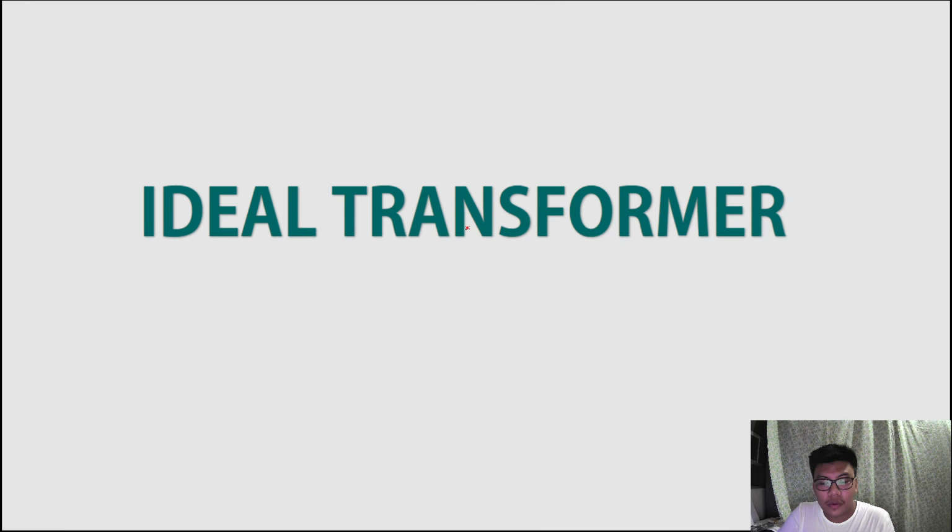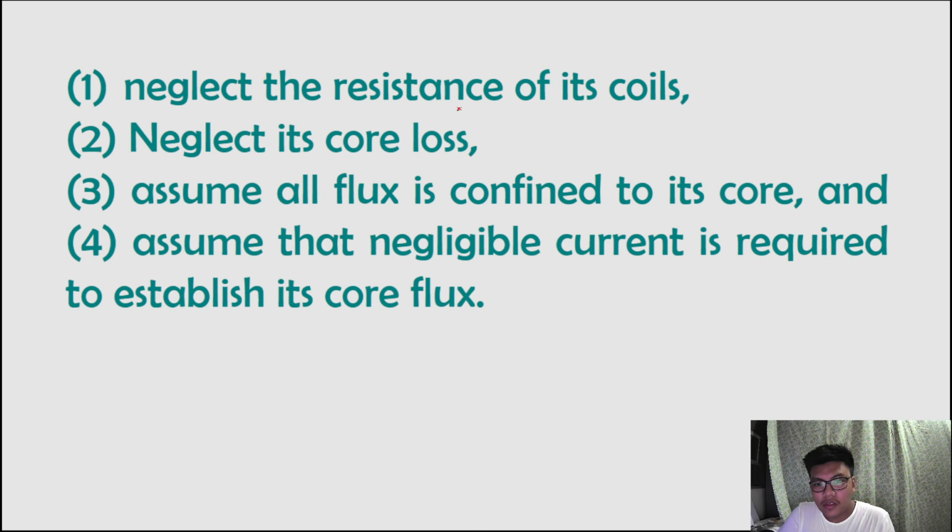Okay? So, magagawa natin yan by using the concept of ideal transformer. What does it mean when we say ideal transformer? So, we neglect the resistance of its coils. So, para sa losses ng coil, we neglect its core loss. Very basic. Ito yung basic na approach ng pag-analyze. Assume all flux is confined to its core and assume that negligible current is required to establish its core flux. Okay? So, ayun yung 4 conditions para makasabi mong ideal transformer siya, ano? Just for analysis lang naman, ano? Basic analysis. So, ito na.